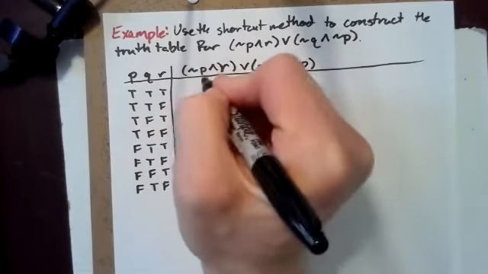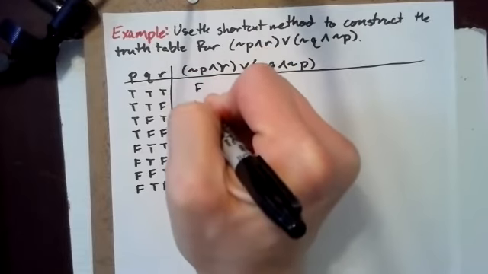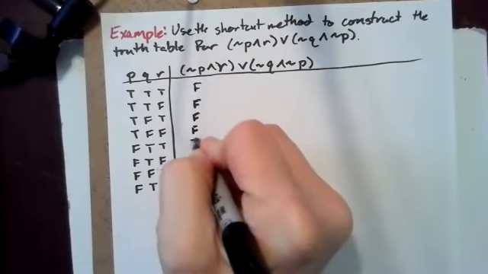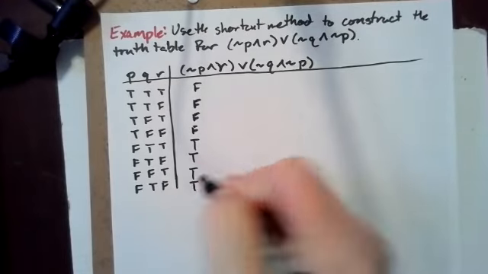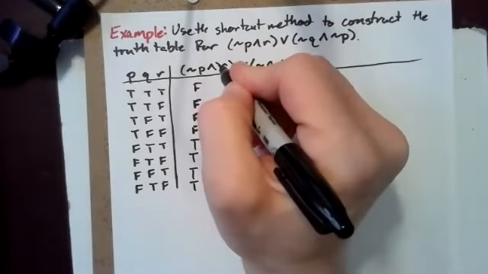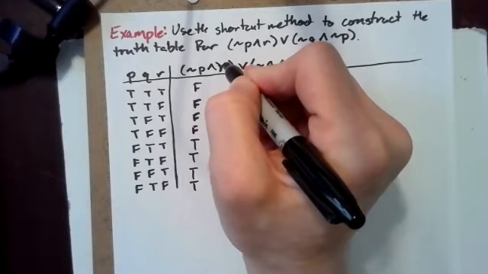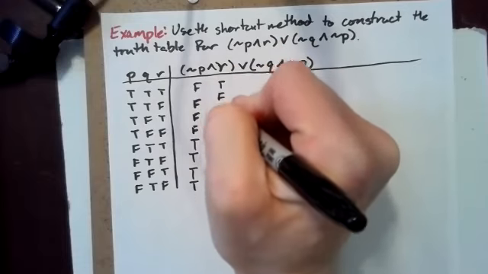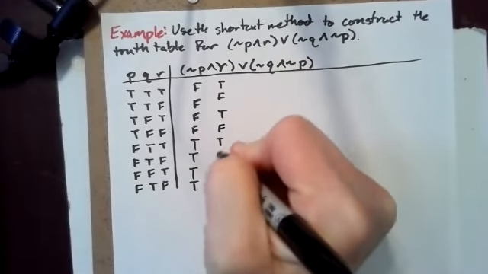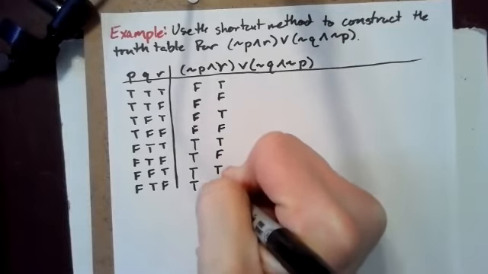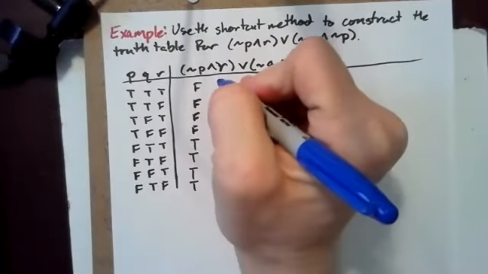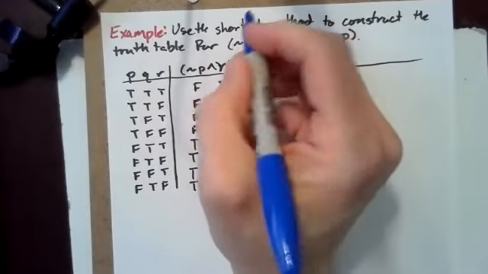So not P, if P is true, then not P is false. And if P is false, then not P is true. Then, if R is true, then R is true. If R is false, R is false. So that gives us true, false, true, false, true, false, true, false. I fill in the values for AND here with a different color marker, just so it stands out. We're going to need those later.